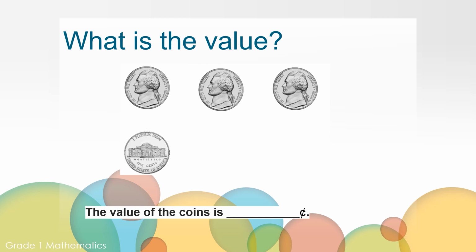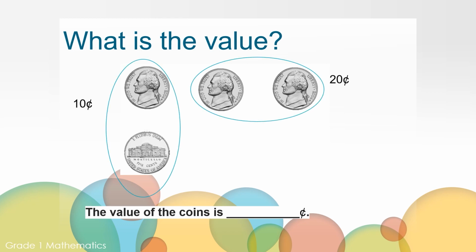Or maybe because you know that 2 fives make a 10, you know that 2 nickels would make 10 cents. So maybe you saw 10 cents, 20 cents. The value of the coins is 20 cents.